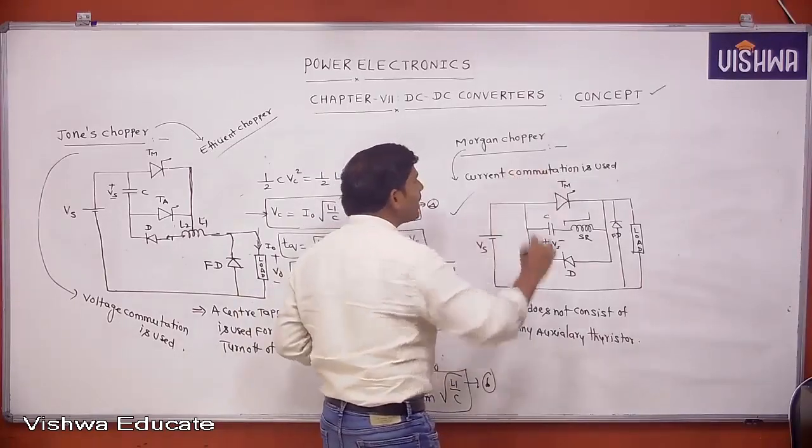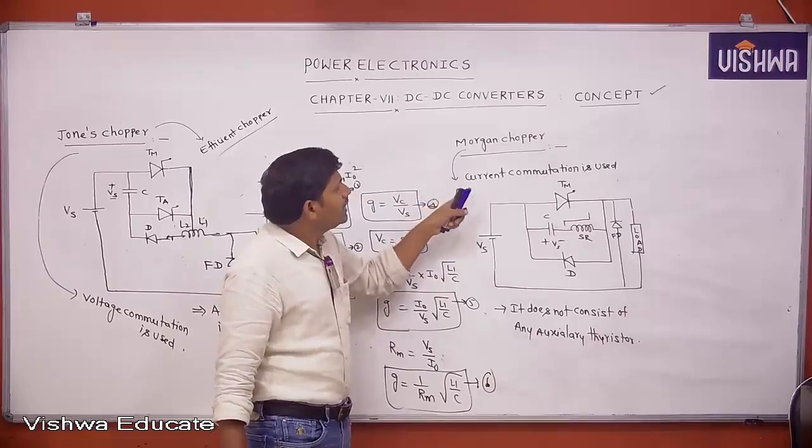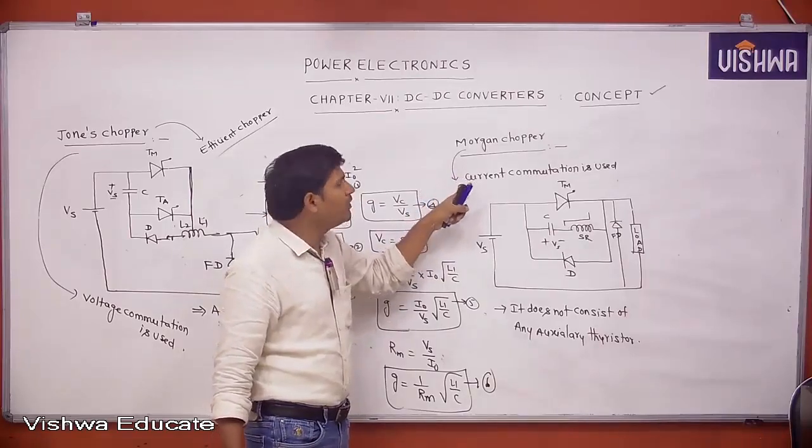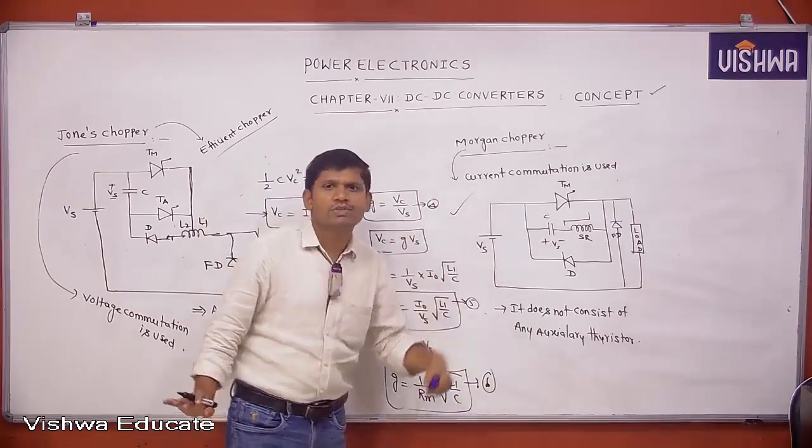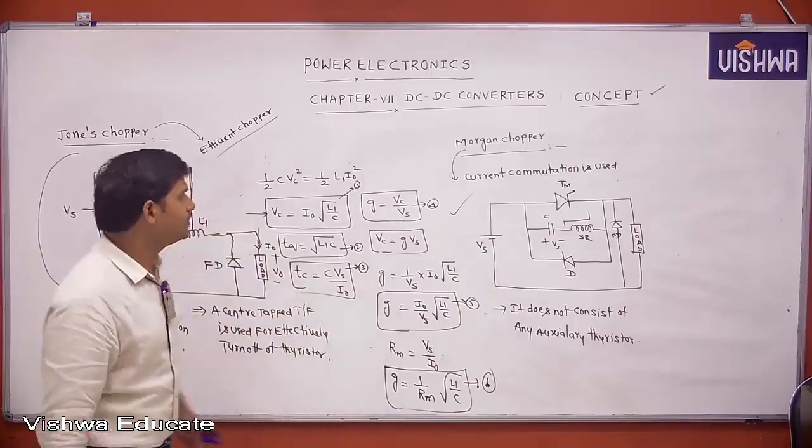This you remember as a Morgan chopper. Which commutation is used in Morgan chopper? Current commutation is used. Okay, this point you remember.